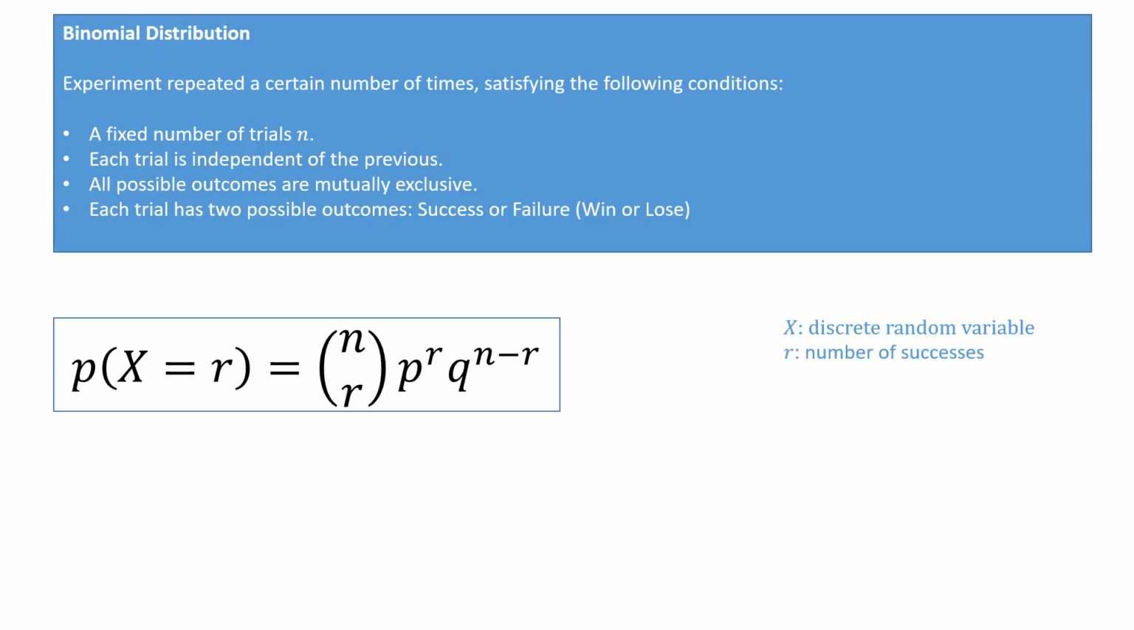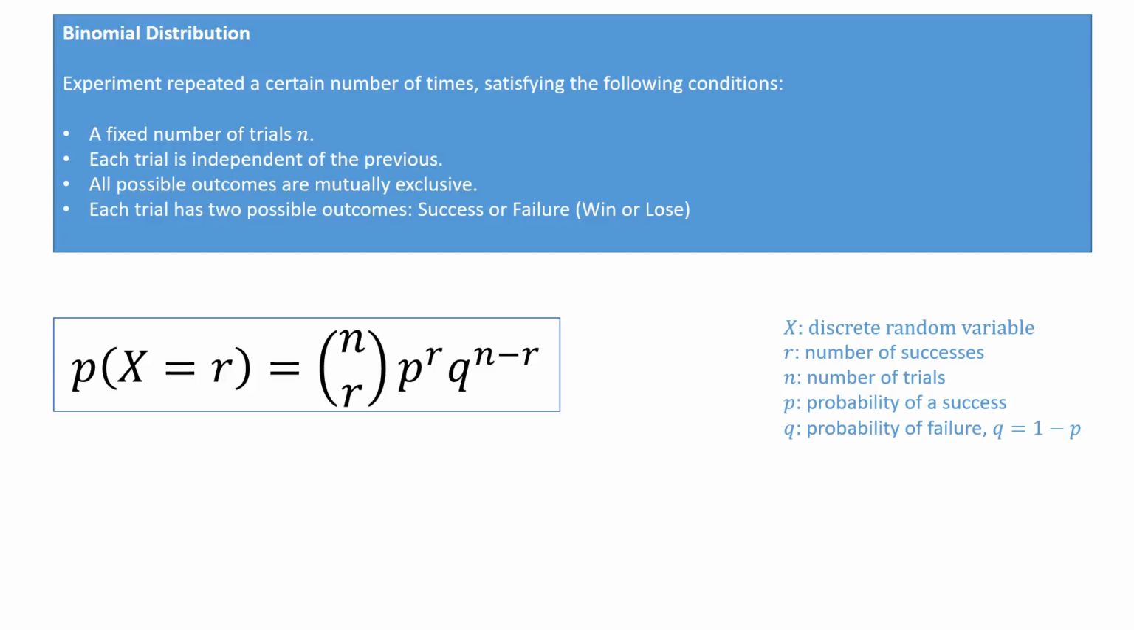r is the number of successes I'd be interested in. So for instance, let's say I'm interested in knowing the probability of flipping 2 tails when I flip a coin 3 times, then r would equal 2. n is the number of trials in total. So still sticking to that coin toss example, n would be 3 if I flip a coin 3 times. And p is the probability of a success. And q is the probability of a failure, which is the complement of a success. So that's equal to 1 minus p.